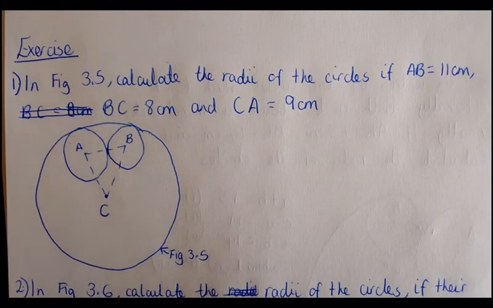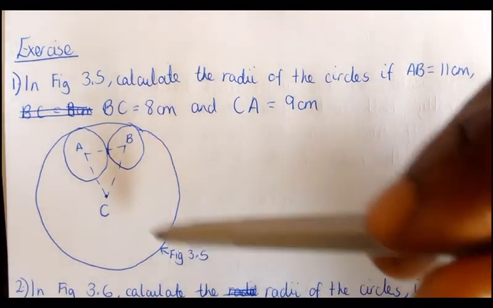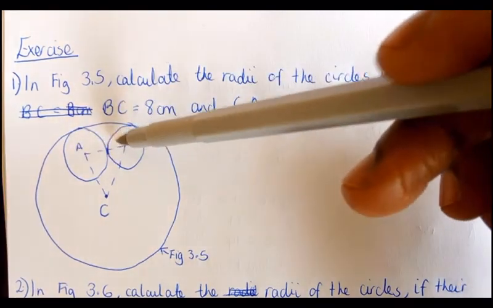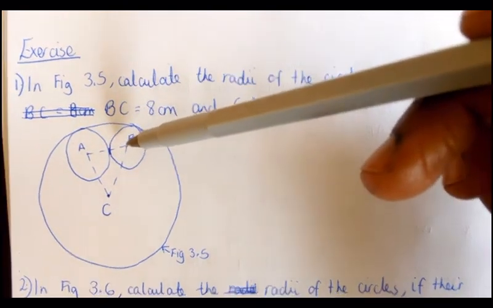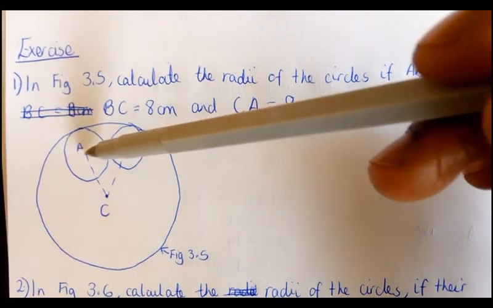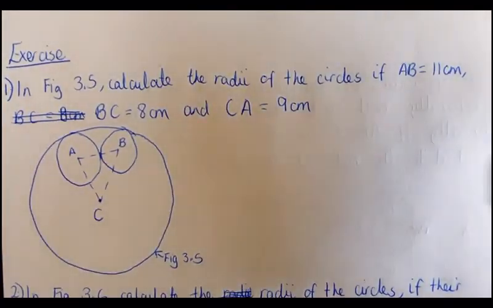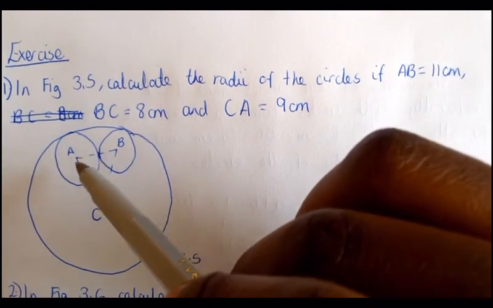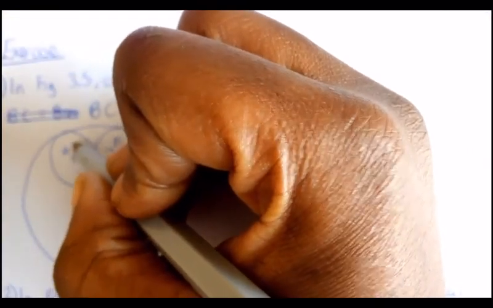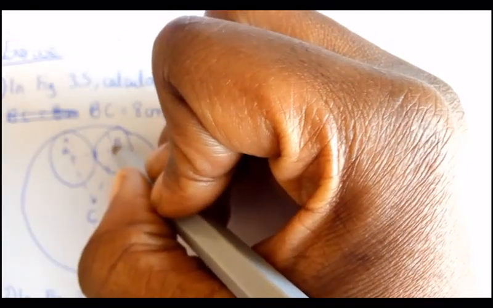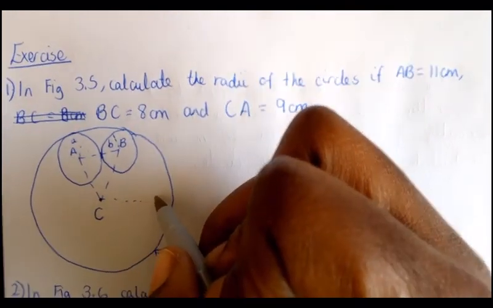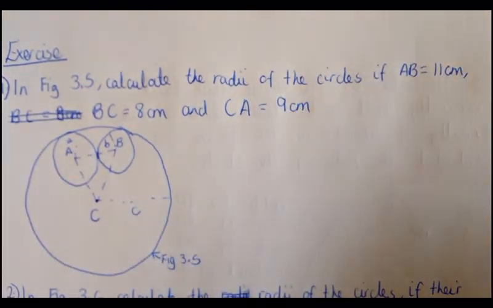So we'll start with number 1. In figure 3.5, this is 3.5. Calculate the radii of the circles if AB is equal to 11 centimeters, BC is equal to 8 centimeters, and CA is equal to 9 centimeters. And we know that if circles touch externally, then the sum of their radii is the distance between their centers. So we can say the radius of A is small a, the radius of B is small b, and the radius of C is small c, like this.